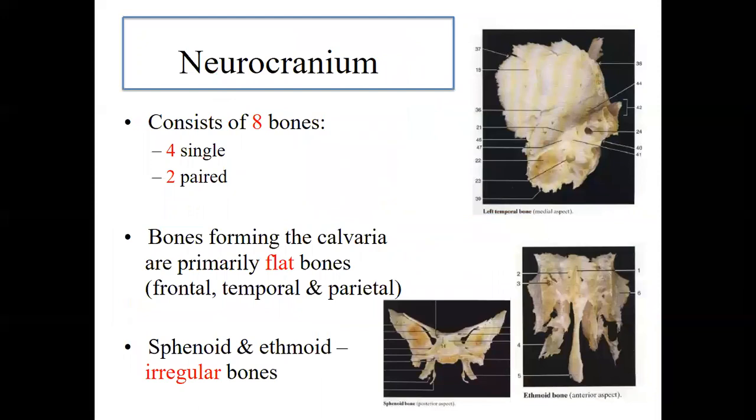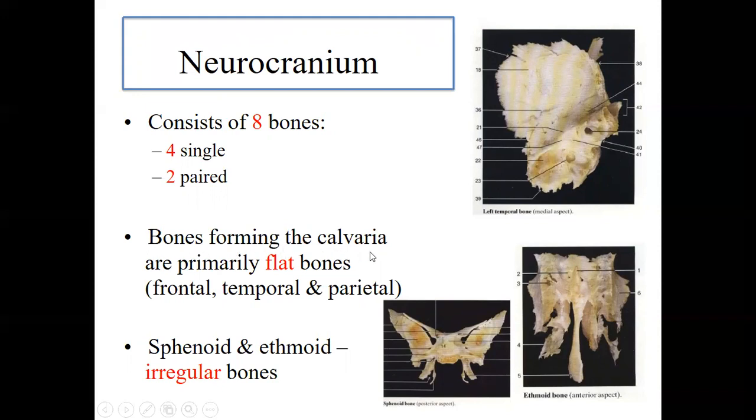We are focused on the neurocranium. The neurocranium consists of 8 bones. You have to remember that it consists of 8 bones, 4 single bones and 2 paired bones. And the bones forming the calvaria are primarily flat bones. This is a very important fact that you have to remember.